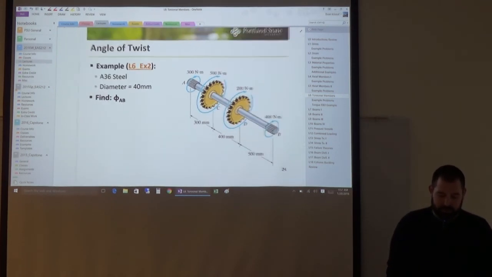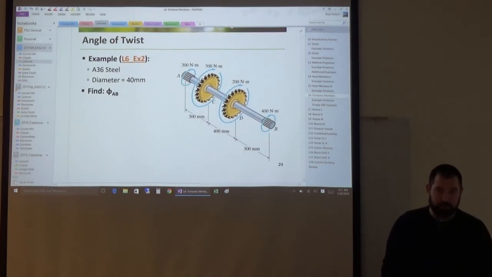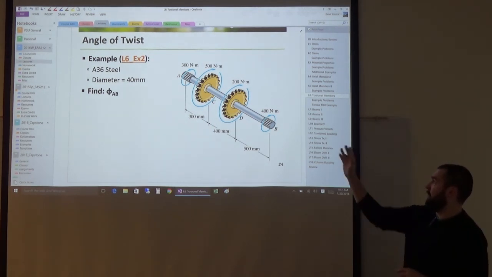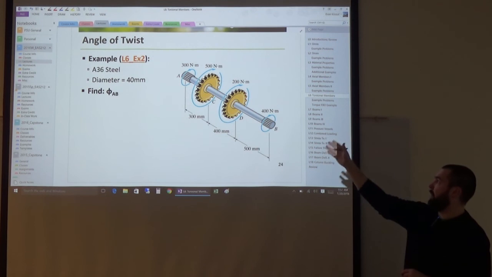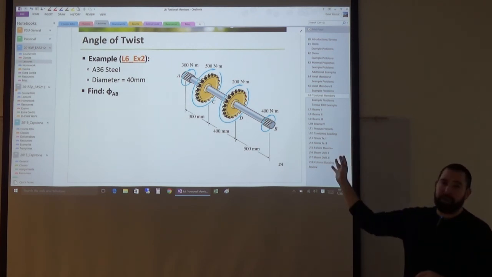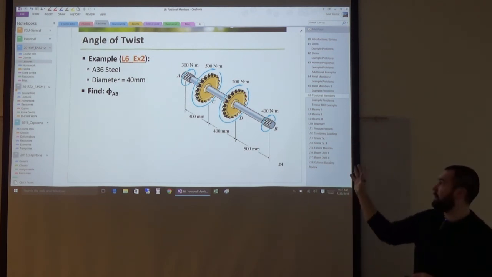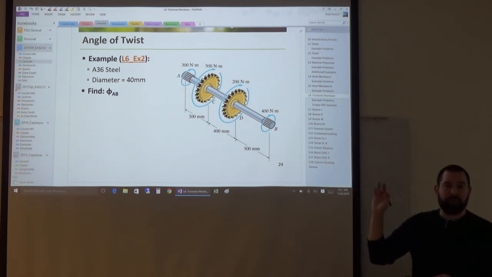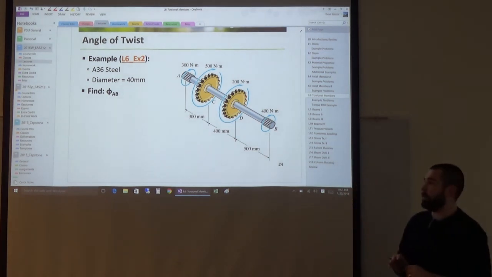Okay, so this angle of twist example is worked out separately in a different YouTube video that you can take a look at. But here you see that we'll have 3 different segments. All of these have the same diameter, so they'll have the same polar moment of inertia. And all are made out of A36 steel, so they have the same modulus of rigidity, which you would just look up in the back of your textbook.